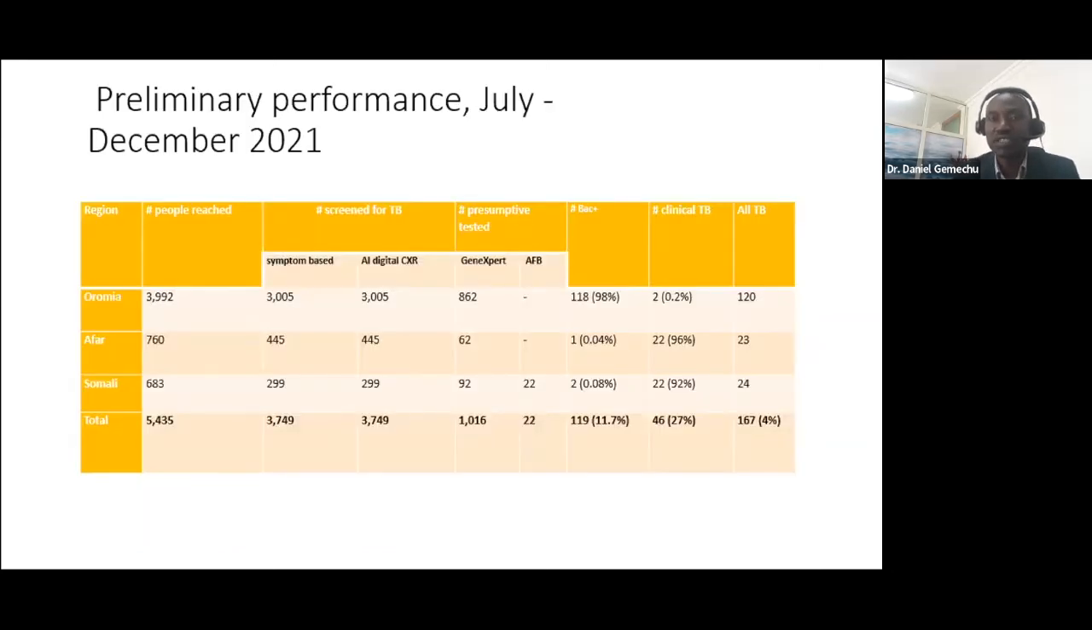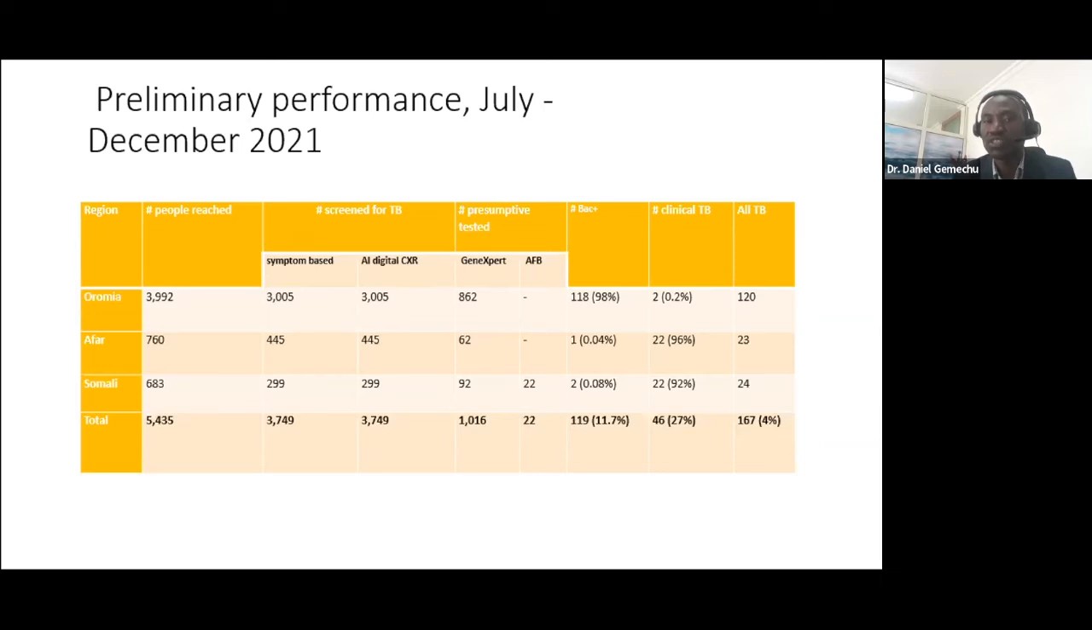So with this implementation, it only lasted 6 months. I have the data for the 6 months. We need to add more updated data. So there has been a screening which was conducted in the communities, and also additional testing was done to confirm the diagnosis using GeneXpert technology. As you could see, in one of the regions which we call Oromia, close to 4,000 people were reached for TB screening with this technology.